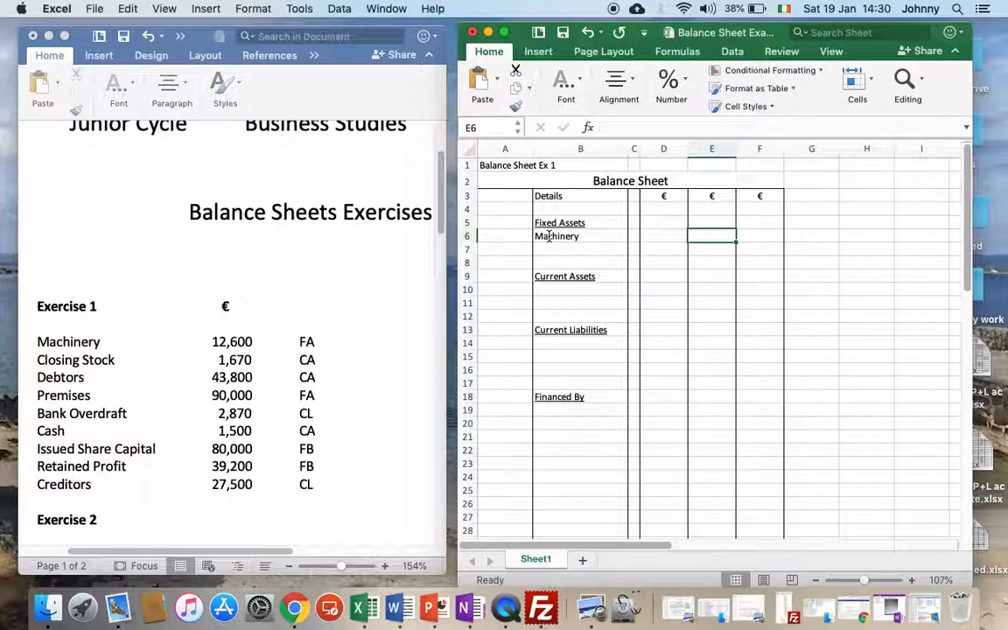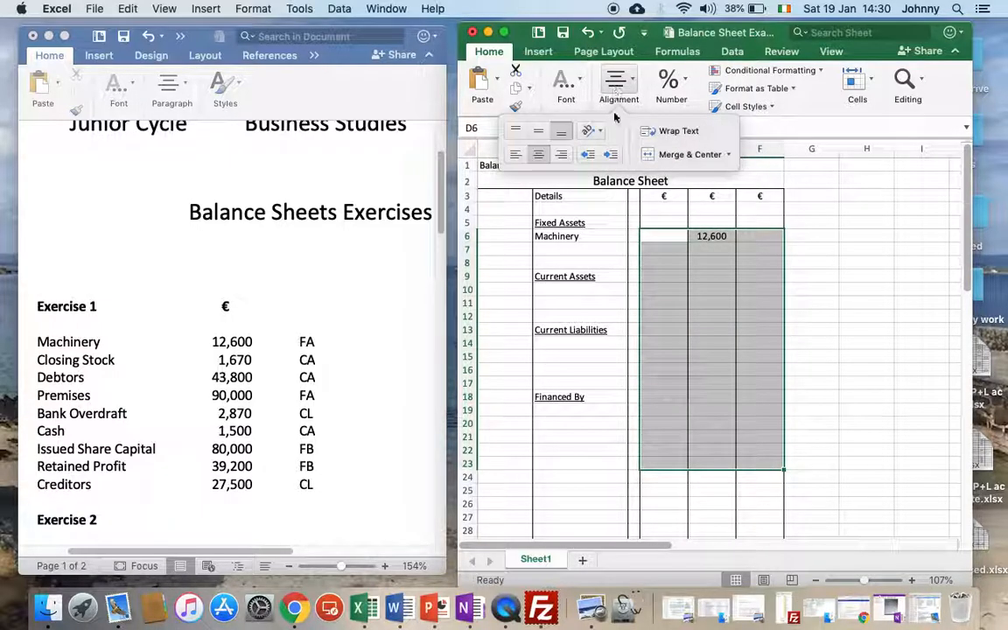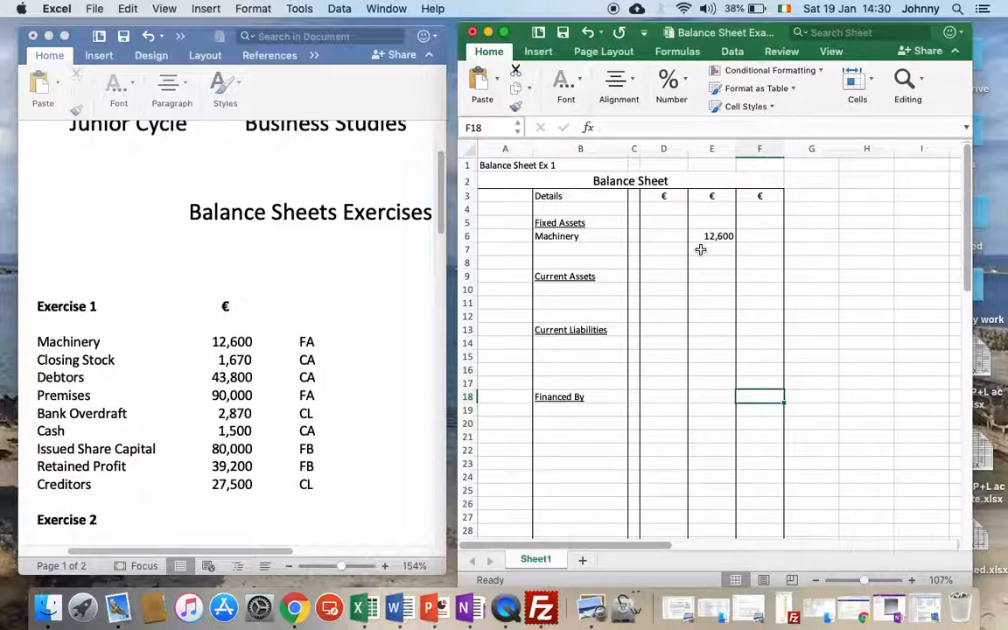And we'll put the answer in the middle column. So 12,600. We'll add all of our fixed assets together at the end when we're finished. And I'm just going to make sure that we align the columns to the right, so that we end up with units under units, tens under tens, like what you were taught in primary school.